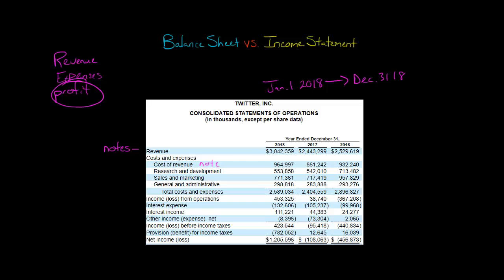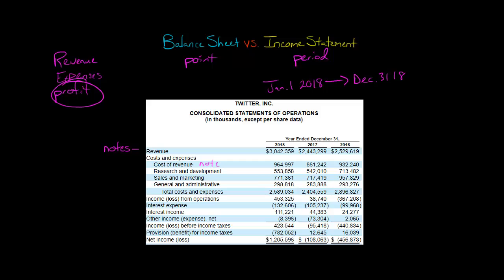So that's one distinction, because the balance sheet is going to be a point in time. So the balance sheet is a point in time, and the income statement is for a period of time. So when we get to our balance sheet, it's going to say as of December 31st, 2018. So it's a snapshot of a point in time. But this is for an entire period, the revenues and expenses for Twitter.